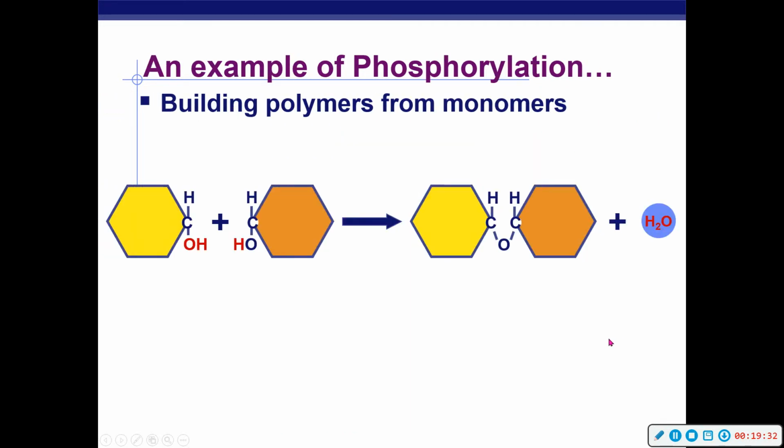So here's an example of phosphorylation. Here's 2 monomers of sugar. Remember how that's going to work? We're going to take an H off one of them and an OH off another, do a dehydration synthesis, and make water plus a disaccharide here.